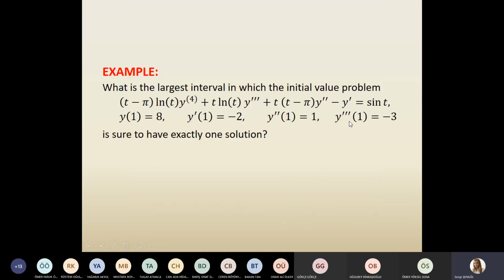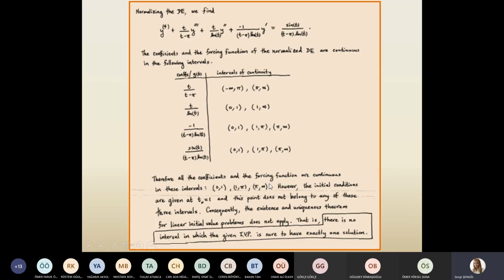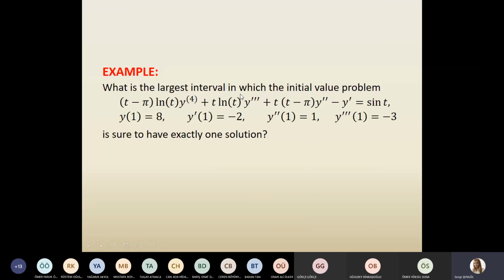But if the initial values are given at 2, you can say that, because 1 to pi, pi is 3.14, you know that. For 2, you can say that, yes, this initial value problem has a unique solution, but not that one.